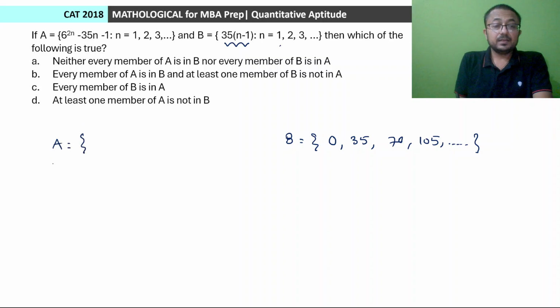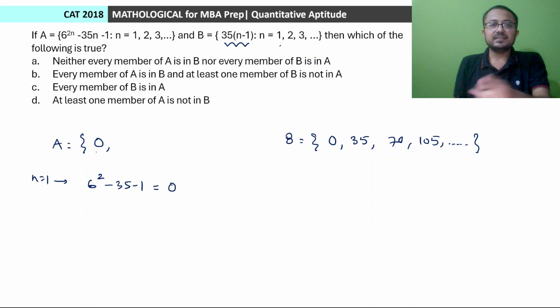For set A, first element n is equal to 1. This becomes 6 to the power 2 minus 35 minus 1. 36 minus 36, that is equal to 0. The first element is same in set A as well as set B.